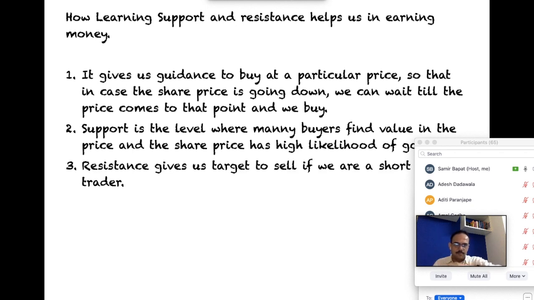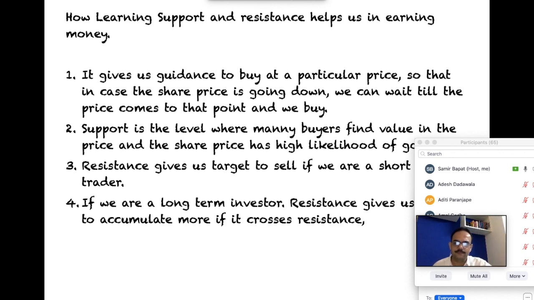In the reverse way, if we have purchased at the support level, when it goes up, then if we are a short-term trader, we can buy and sell between the support and resistance. So we can plan to buy at support, sell at resistance, buy at support, sell at resistance. This is how we can plan our trades if we are a short-term trader.